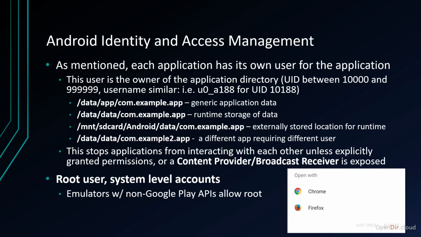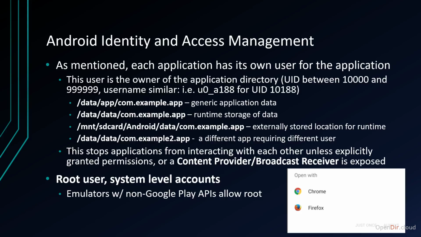Like I'm showing in the top 3 bullet points, these are all the directories that would apply to the application named com.example.app. So, for example, /data/data/com.example.app is where the runtime storage of the application will be stored. And also, if we're externally storing any information, we could find that kind of data in /mnt/sdcard/Android/data/com.example.app as an example. So that's where we would store externally located data as well.